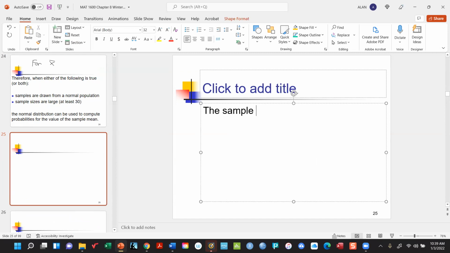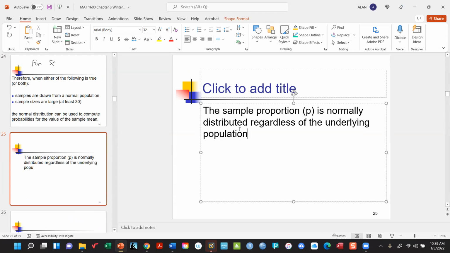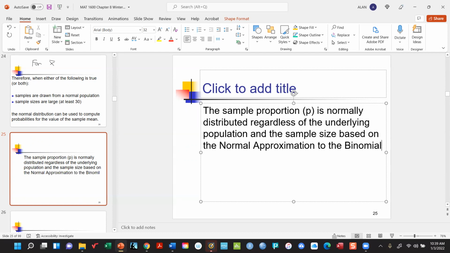The sample proportion P is normally distributed regardless of the underlying population and the sample size. Well, I guess I shouldn't say that, but there are some restrictions on this. It is based on the normal approximation to the binomial distribution. And we did this in chapter six. It's the last thing we did. The normal approximation of the binomial gives us the justification for treating the sample proportion as being normal.